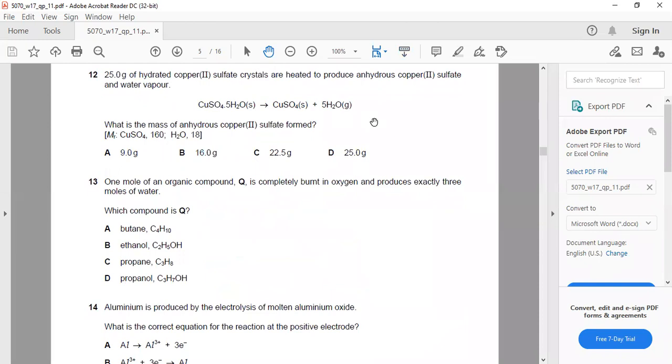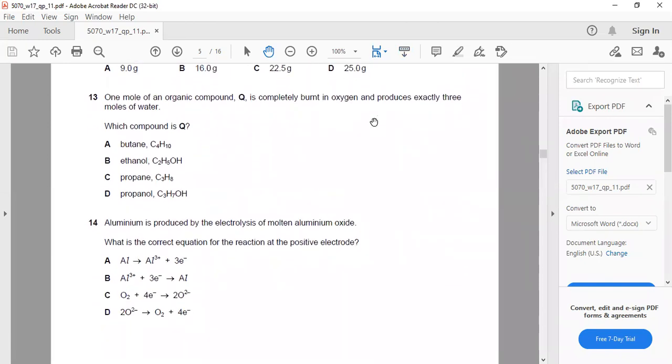Again, mole. 13. One mole of an organic compound is completely burned in oxygen to produce exactly 3 moles of water. So there's a shortcut trick. If the number of carbon is 4, 4 carbon dioxide. Number of water, hydrogen is 10, right? Do the half. So A is wrong because it says 3 moles of water are formed.